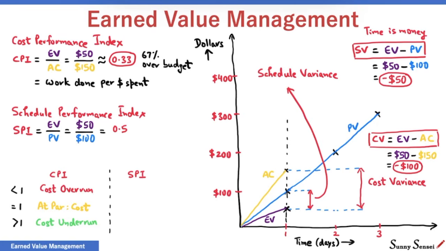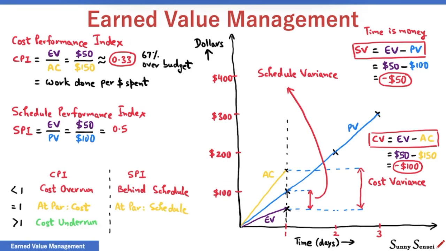When SPI is less than 1, it means earned value is less than the planned value. This will make schedule variance negative. We are behind schedule. SPI is equal to 1 when earned value is equal to planned value. Schedule variance will be 0. We are at par, exactly on schedule.